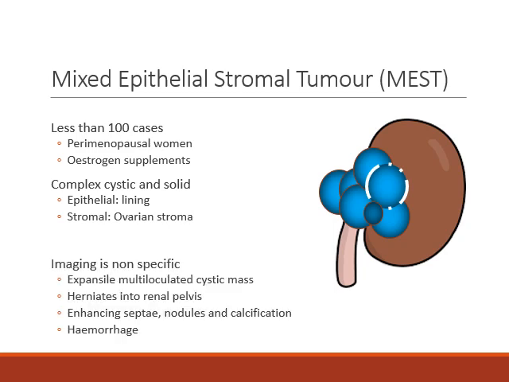There can be some clues from the history. We know that it tends to affect perimenopausal women, and we also know that it's associated with estrogen supplementation and use of the contraceptive pill. But realistically, it looks way too much like a renal cell carcinoma to start hedging your bets on that. So these are almost always resected.